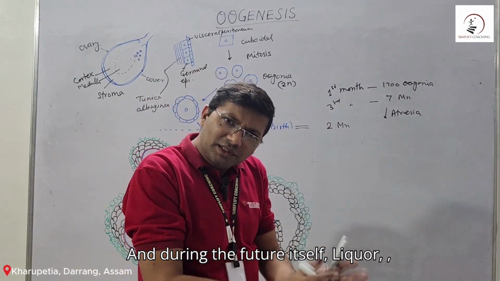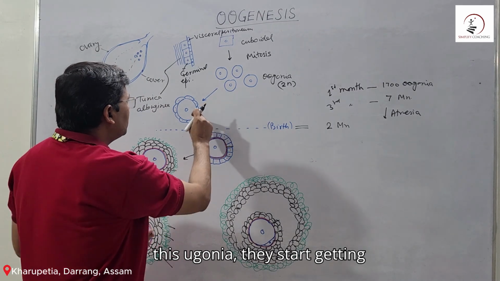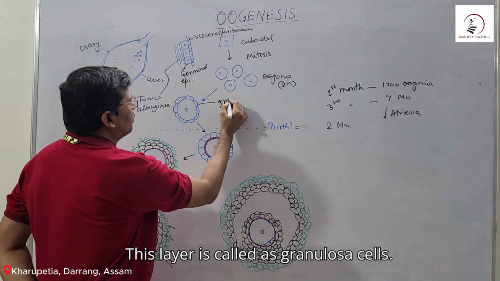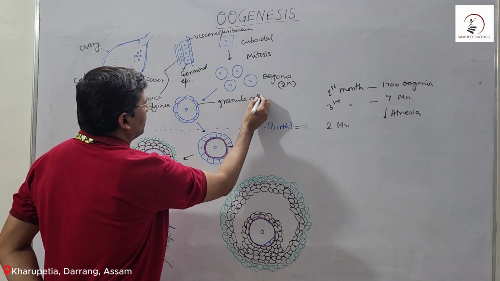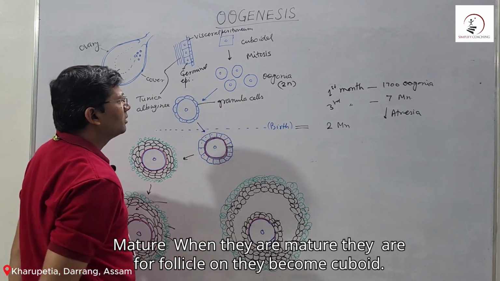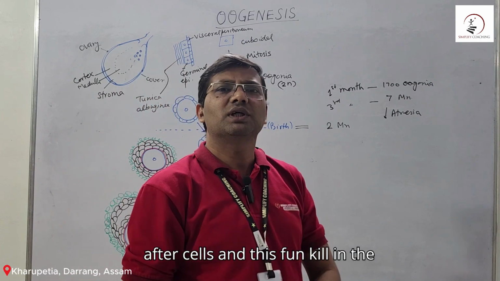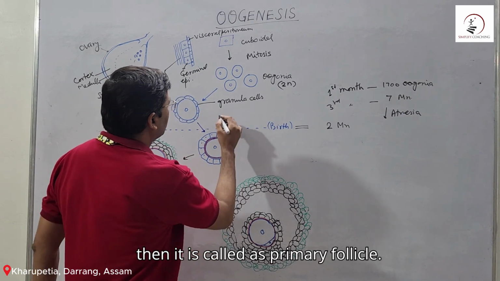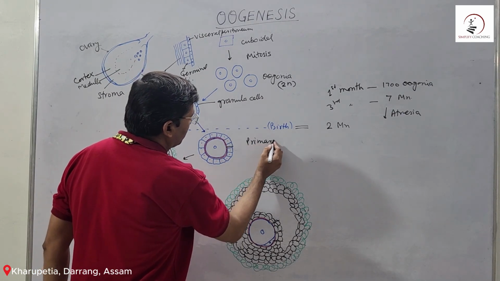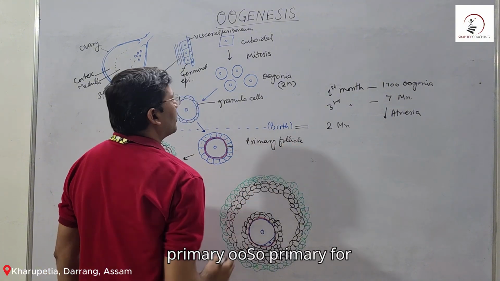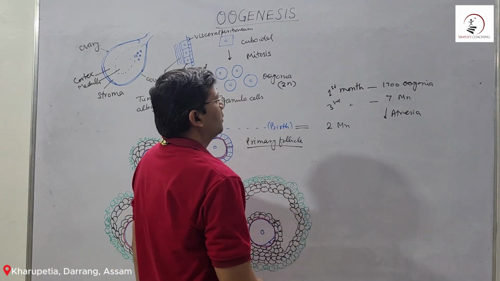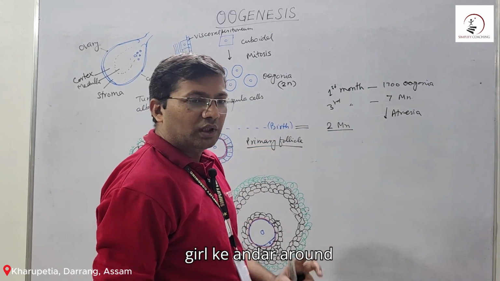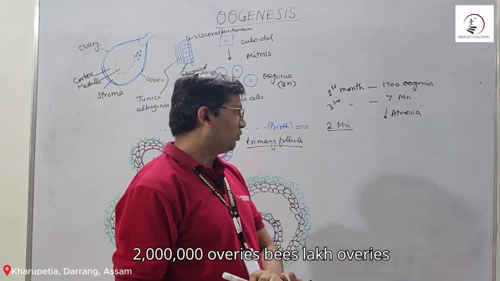During the fetal stage itself, these oogonia start getting surrounded by a layer. This layer is called granulosa cells. Initially they are flat, later on they become cuboid. When they are flat, they are also called pregranulosa cells. This follicle in the fetal stage then further grows, and then it is called a primary follicle. तो प्राइमरी फॉलिकल में क्या होता है, एट द टाइम ऑफ बर्थ एक गर्ल के अंदर अराउंड 2 मिलियन, 20 लाख ओवरीज होती है.